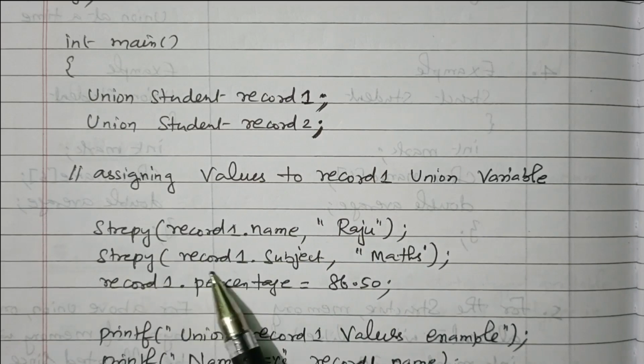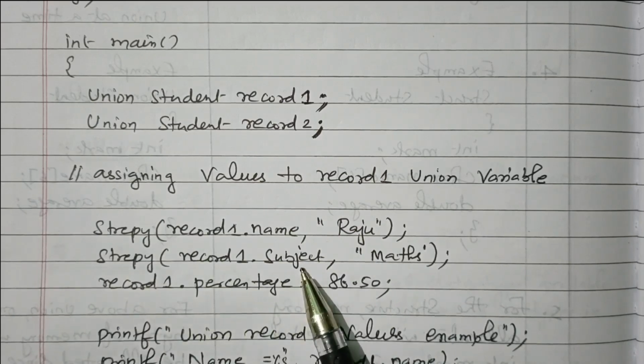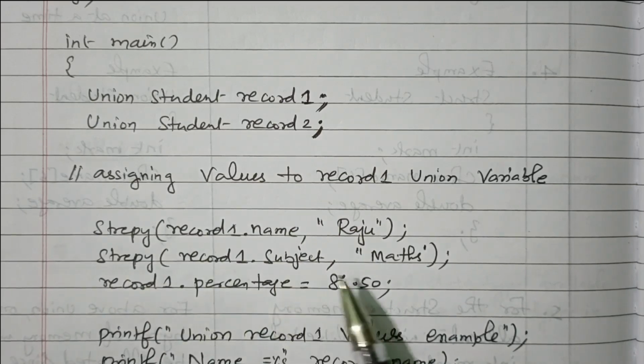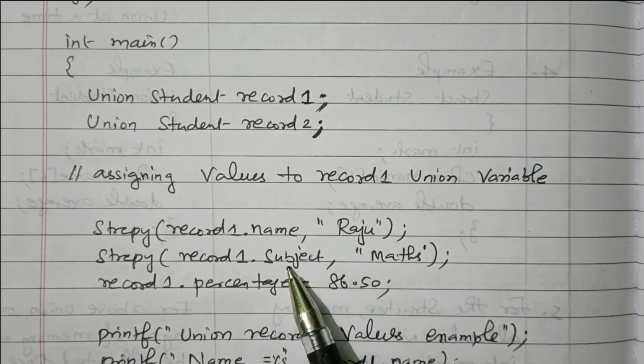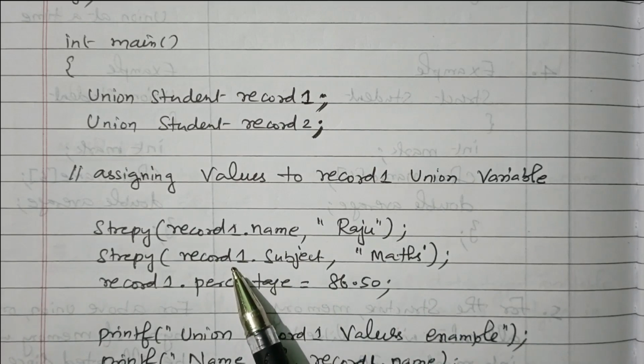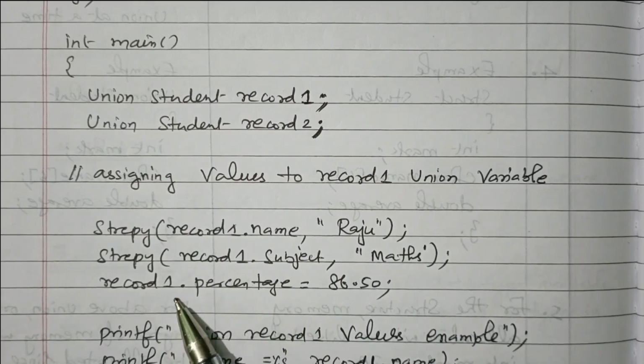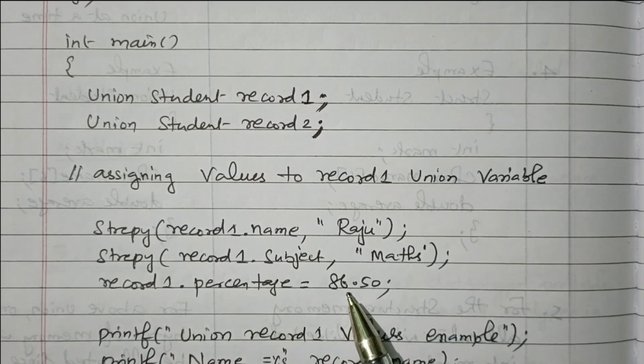Similarly, string copy record 1 dot subject. First student subject detail: Mathematics, max. So max will be stored in the subject with record 1. That refers to the first student. Then record 1 dot percentage equal to 86.50. So these three data are now stored.